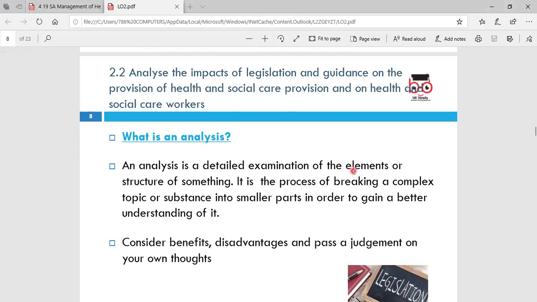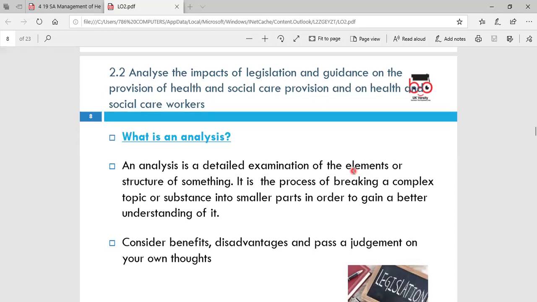If you've been asked to describe, or to explain, or to analyze, analysis goes one step ahead of description and explanation. Describing is very simple, just describing something that's happened. Explanation goes one step ahead and explains that description, but analysis then critiques and talks about other aspects that may have an impact. It's a detailed examination of the elements or structure of something.